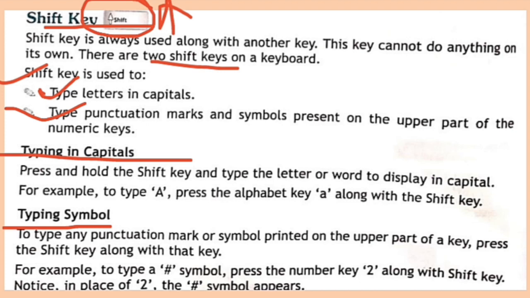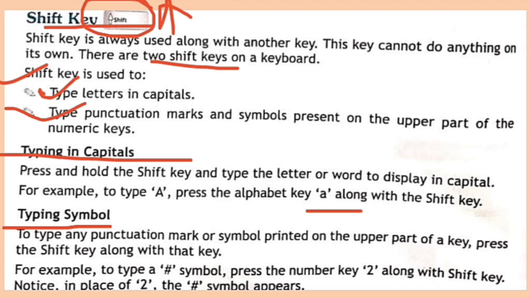Like if we want to type capital letters without switching on the Caps Lock, what will we do? We will press the Shift key plus the alphabet which we want to type in capital. Like here we want to type capital A. Then what will we do? We will press Shift key plus A. Then that letter will automatically be typed in capital in our document.